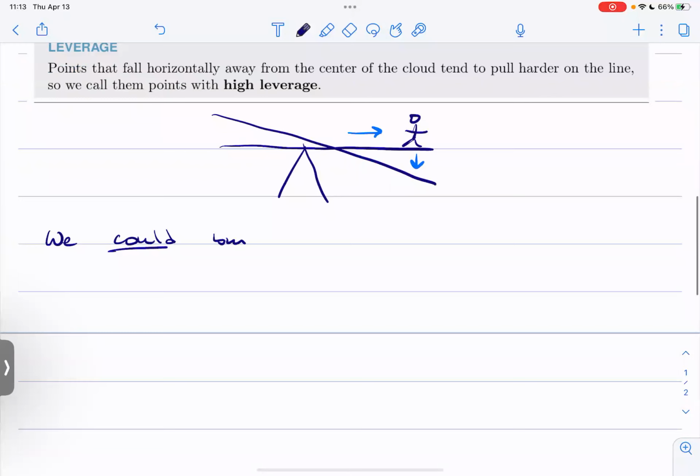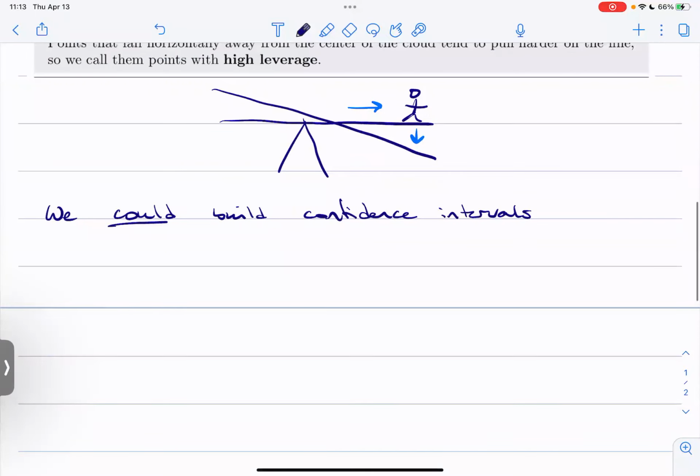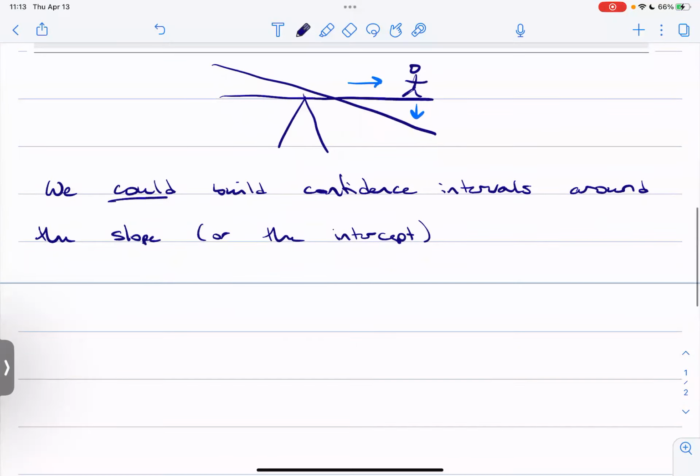So we're not going to, but we could build confidence intervals around the slope, or the intercept if we wanted to. Remember, in the output that I showed you, it gave you the point estimate for both the slope and the intercept, and it gave you the standard error of the point estimate. So then you can use those as long as you have the critical value, which would be a t for the slope and the intercept.